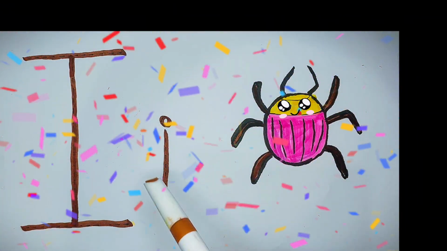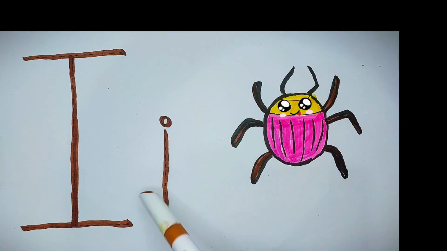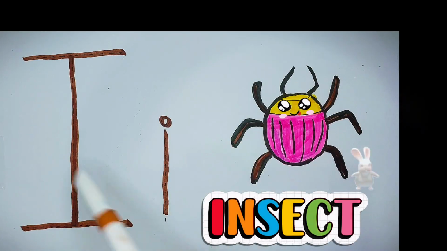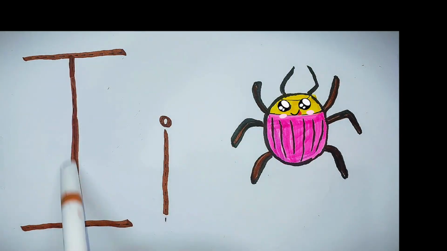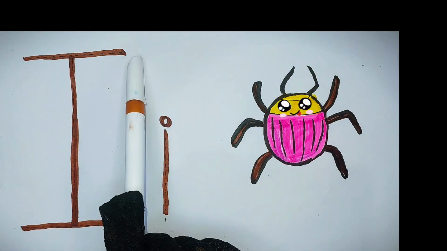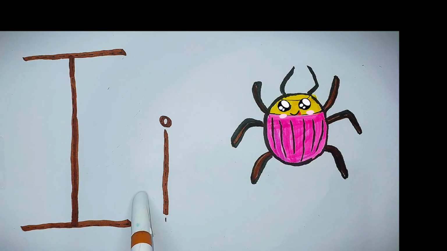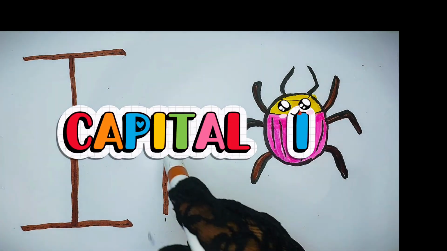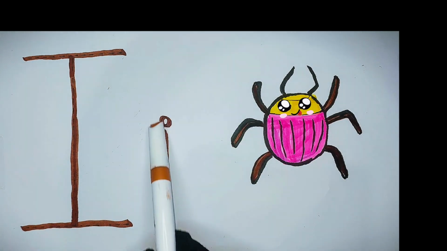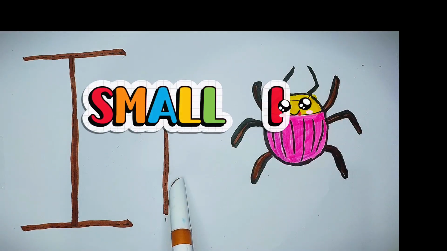Capital I, small I for insect. Capital I, standing line, horizontal line, horizontal line. Capital I, standing line, small dot, small I.